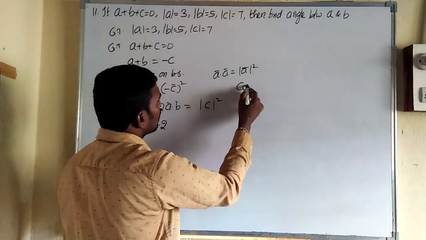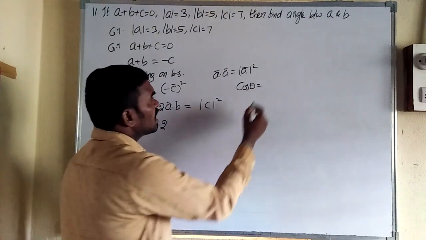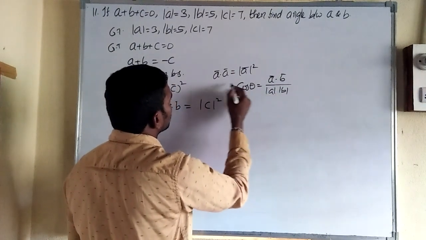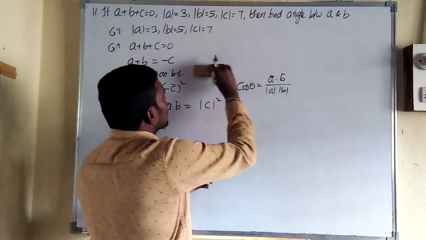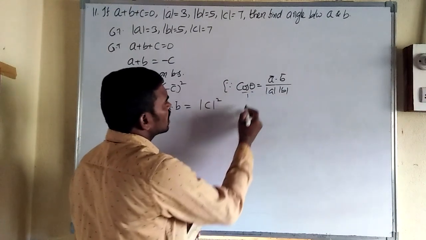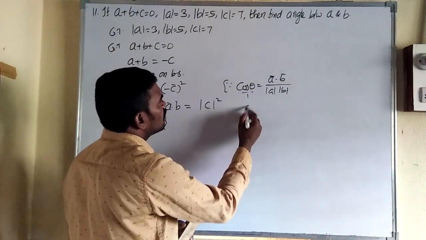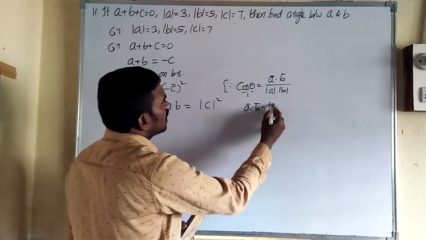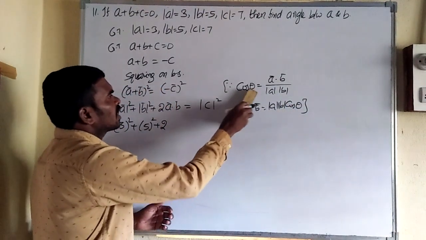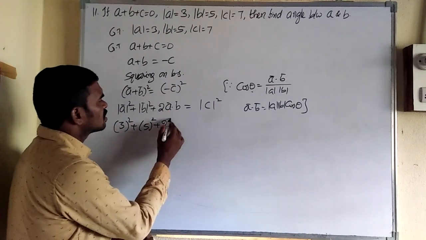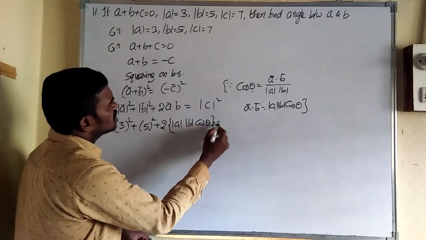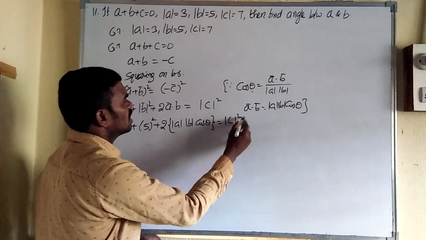See, we have a formula. If theta is the angle between A and B, then cos theta equals A bar dot B bar by mod A into mod B. Here theta is the angle between A and B. Then the cos theta formula is A dot B by mod A mod B. Doing cross multiplication, A dot B is equal to mod A mod B into cos theta. So using that formula, instead of A dot B we can write mod A mod B cos theta, and mod C square as it is.